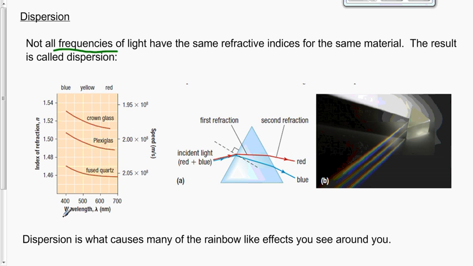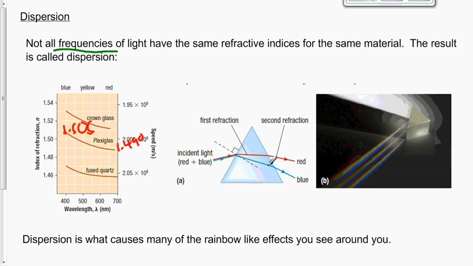Based on wavelength, 400, 500, 600, 700, so this is almost the entire visible spectrum here. The index of refraction for plexiglass goes from around 1.505 all the way down to 1.490, somewhere in that ballpark. What that means is if white light is shone into plexiglass, the blue light will bend a different amount than the red light will.